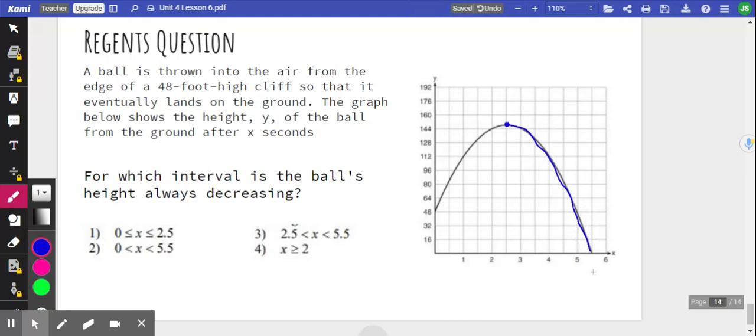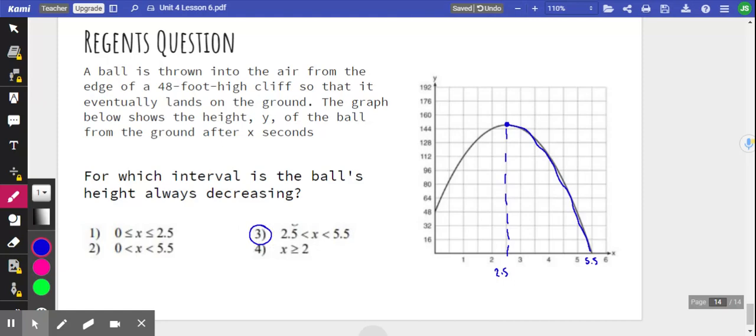Well, it hits the ground in between 5 and 6 seconds. I forgot what time it was. So this would be 5.5 seconds. Well, it started decreasing in between 2 and 3 seconds. So at 2.5 seconds. So the only one of our choices that's showing that it started decreasing at 2.5 seconds and stopped at 5.5 seconds is choice 3.